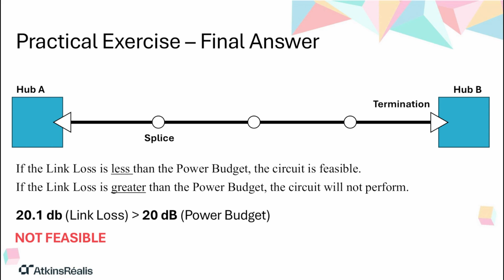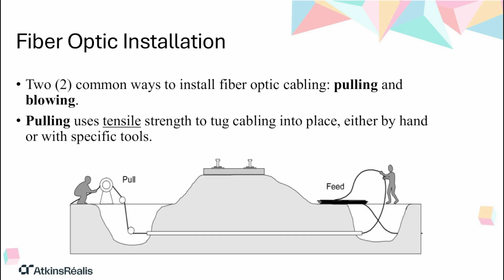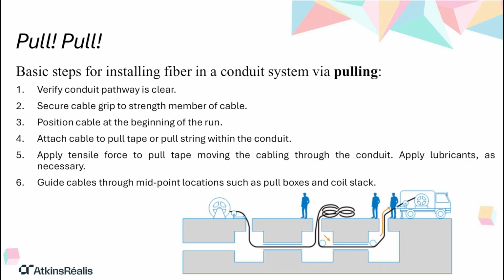Let's get that cable in the ground. 2 main ways, you said. Pulling and blowing. Right. Pulling is the traditional method. You literally pull the cable through the conduit using its internal strength member. You clear the conduit, attach a pulling grip securely to the cable's strength core, never the glass itself, attach that to a pull rope or tape already in the conduit, and then apply force using lubricant, guiding it carefully through pull boxes. It sounds straightforward, but maybe labor-intensive.